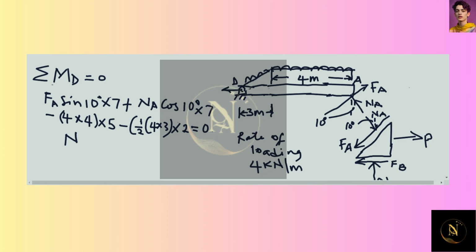Of course, your Fa is mu Na, so you just substitute the given values for mu, the coefficient of friction. Your Na is going to be equal to 12.79 kilonewton.